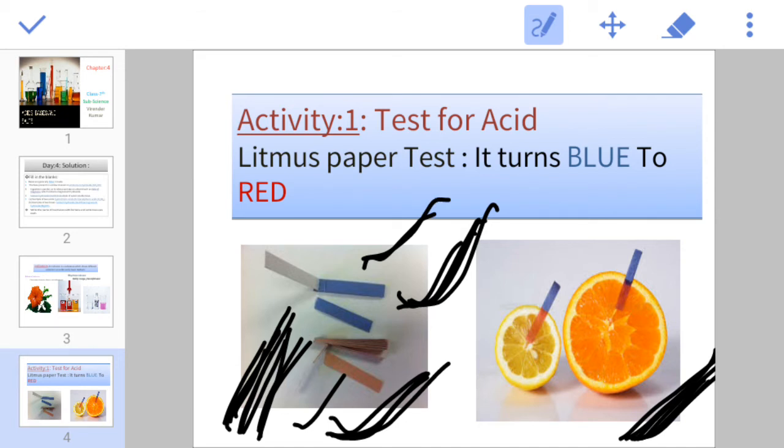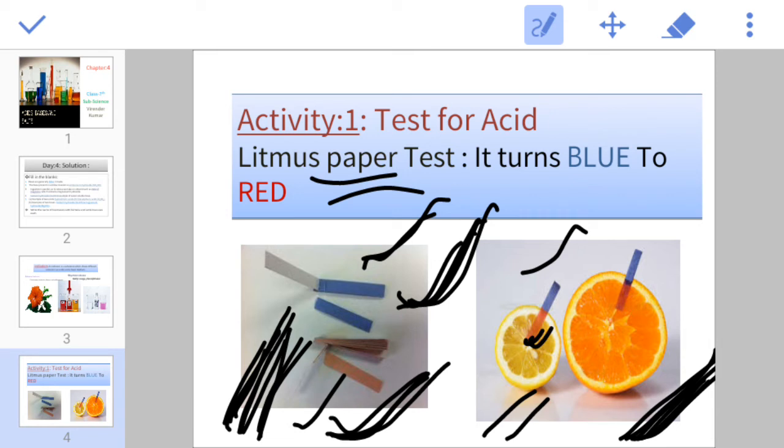In the picture you can see a lemon, and we know that citric acid is present here, but we have to confirm this by using litmus paper. First of all, I take a blue litmus paper. When the blue litmus paper is dipped in the lemon, or we touch some drops of the lemon, its color changes and it becomes red.